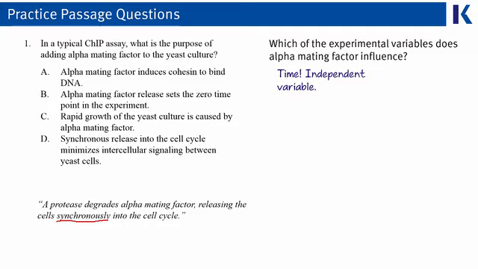What I'd like you to do now, find the answer choice that seems to match these ideas. Letter B seems to be a perfect match for this. Alpha mating factor release is what sets the 0 time point of the experiment.